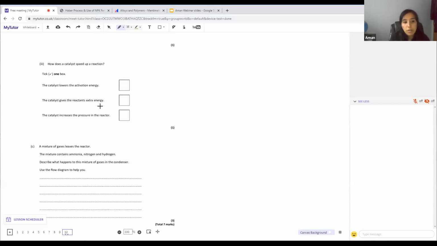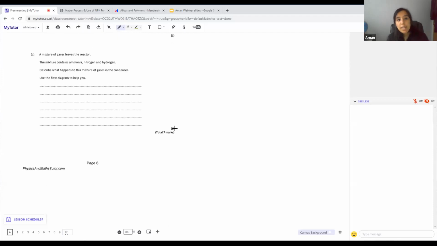Okay, so how does a catalyst speed up a reaction? So they've given the answer that you shouldn't give if you're writing an answer. Yeah, it lowers the activation energy. So it does lower the activation energy, but it finds an alternative route. So this is an older exam question, but the newer exam boards now want you to say that it finds an alternative route, which has a lower activation energy.